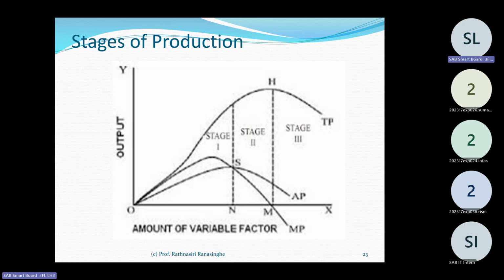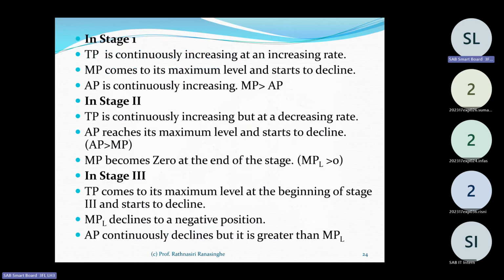Okay, so now it's given here: stage 1, the situation, stage 2, and stage 3, as we discussed. Stage 2 is the most preferable one. The total production is continuously increased, average productivity also increases and is above the marginal productivity, and the marginal productivity is also positive. That is the most preferable region in production, as far as it is concerned.